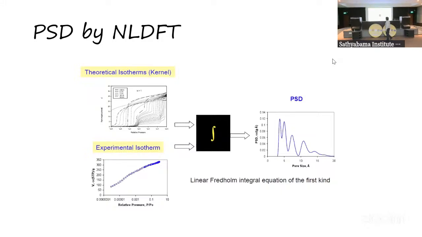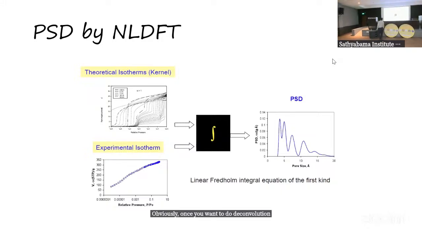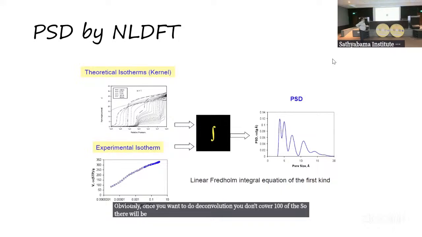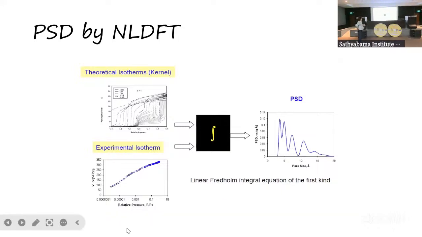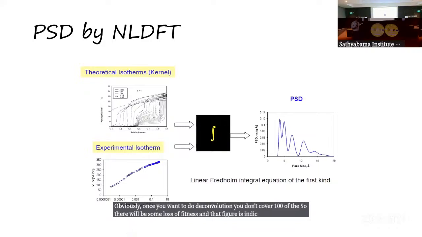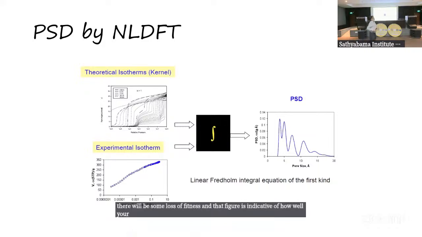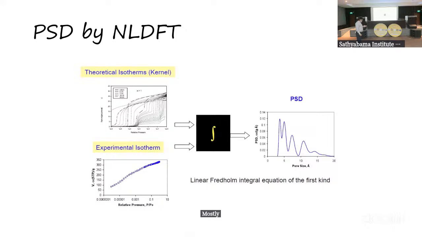Obviously, once you want to do deconvolution, you don't cover 100% of the curve. So there will be some loss of fitness, and that figure is indicative of how well your model has applied there. That figure is available to you. Mostly works very well, very, very well.